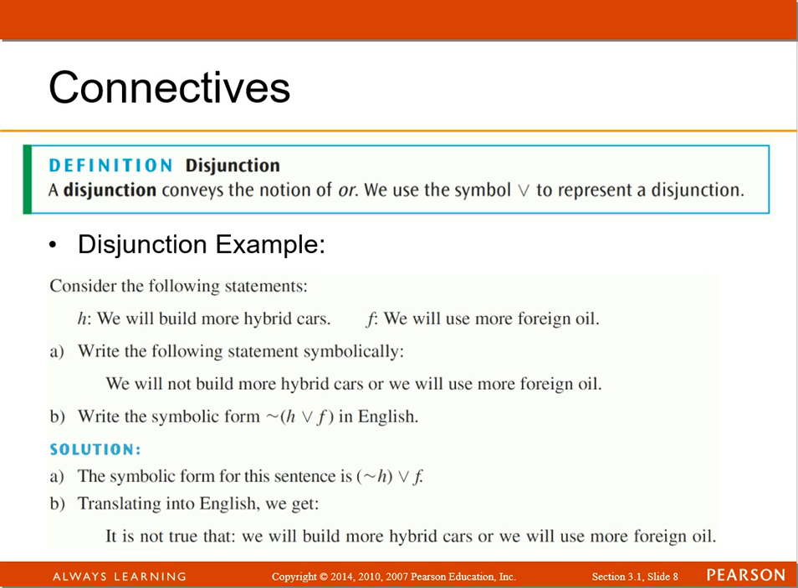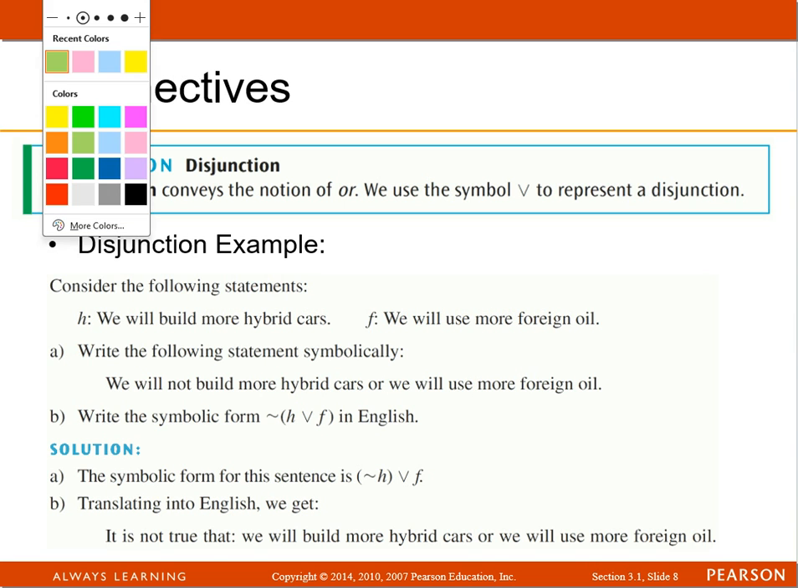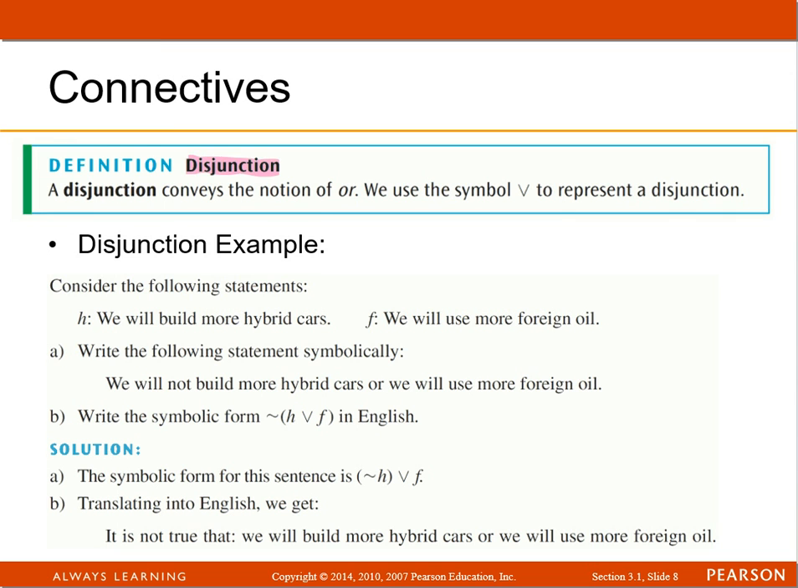All right, the next connective that we are going to cover is called the disjunction. A disjunction is when you see the word or, and the symbol for disjunction is the letter V, or it looks like a V. So let's say that H is we will build more hybrid cars, and F is we will use more foreign oil.